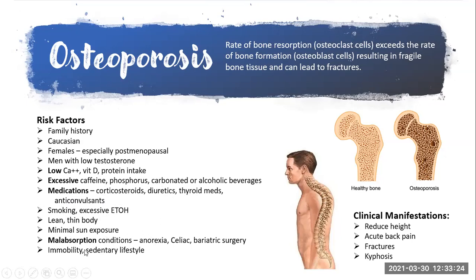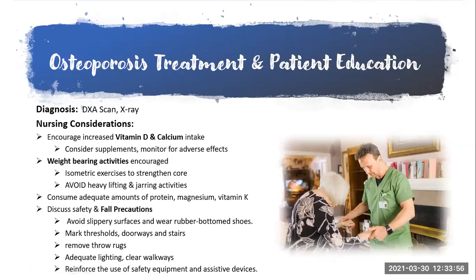And yes, malabsorption, of course, if they're not getting the nutrients they need. What they're going to look like, they're going to have a reduced height related to this kyphosis of the spine. Kyphosis is that humpback versus lordosis is that archback. So kyphosis of the spine is going to lead to reduced height. They're likely going to have chronic back pain and be, of course, at high risk for fractures.